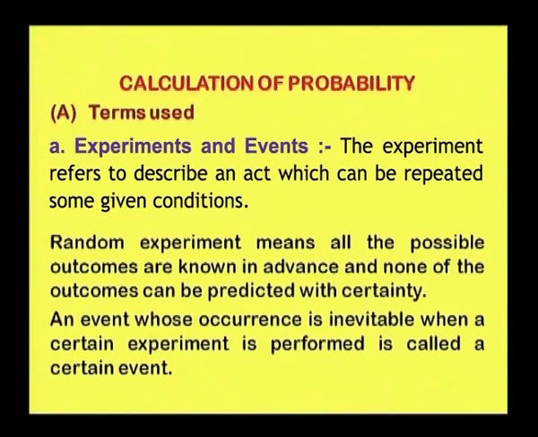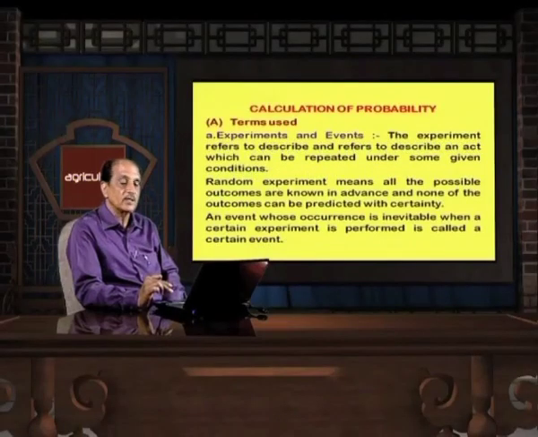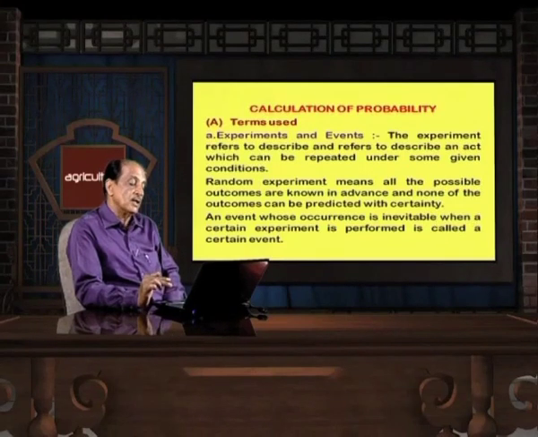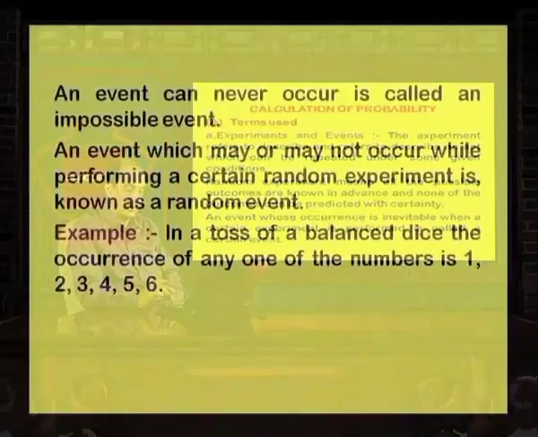An event whose occurrence is inevitable when a certain experiment is performed is called a certain event. Or we can say, whenever there is certainty that a particular event is going to happen, then definitely we can say that the probability of occurrence of the event is 100%.